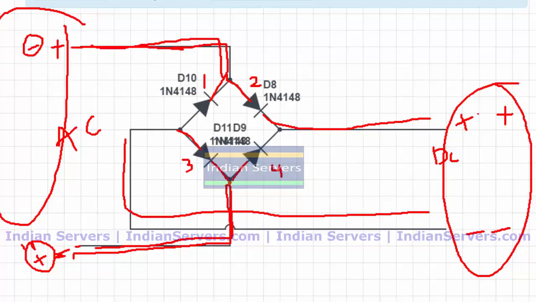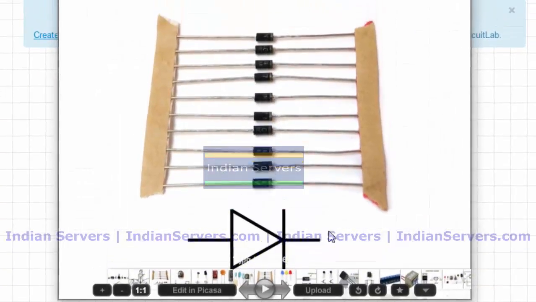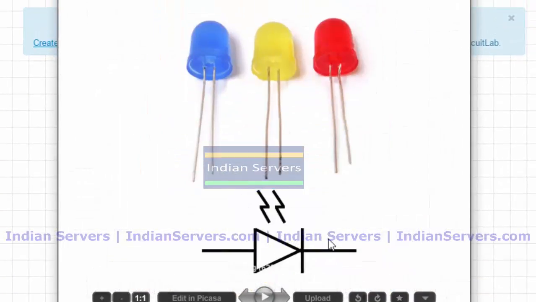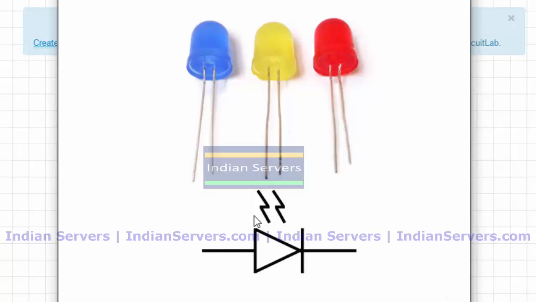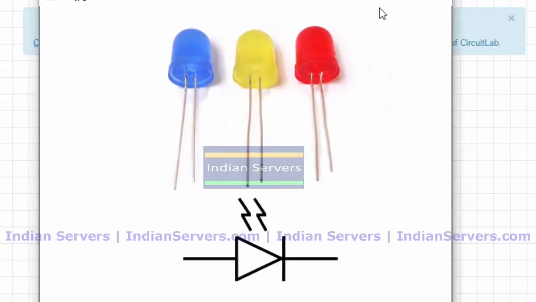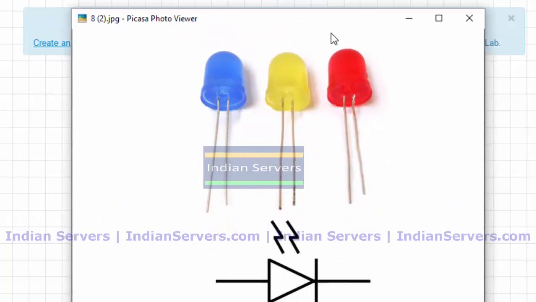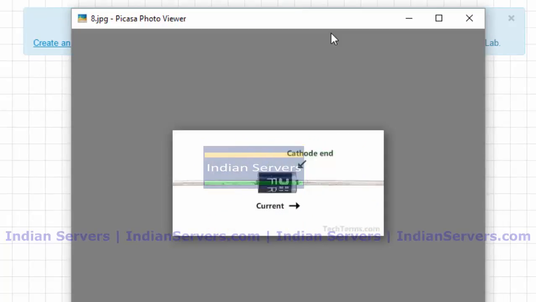Some other applications of the diodes are LEDs, that is light emitting diodes. So this is the symbol of light emitting diode. The main advantage of using these LEDs is that they consume only less power. Now we are going to see one more electronic device, that is transistor.